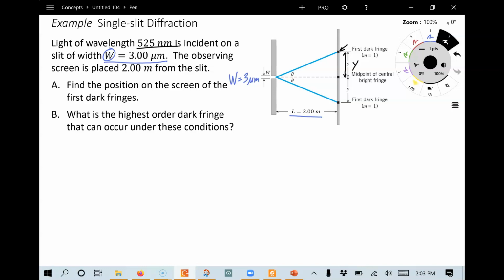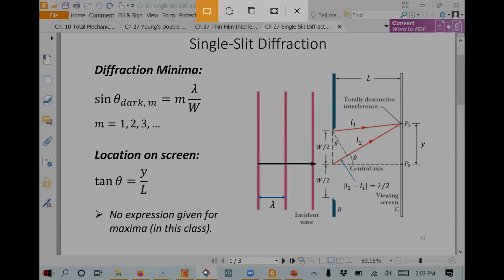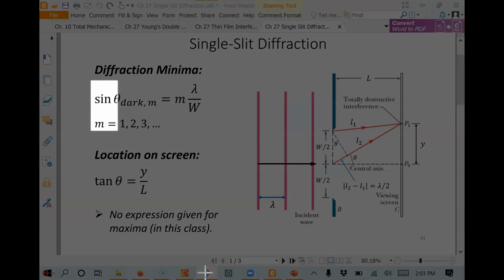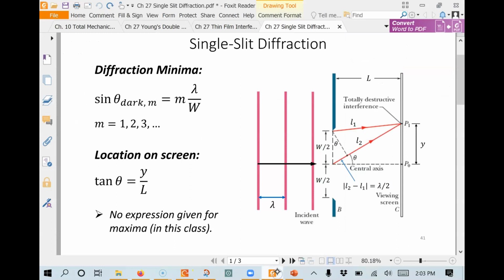Let's figure out exactly what equations we want to use and how we label these fringes, these orders, for single slit diffraction. So we can go look at some notes here. Single slit diffraction. First of all, here is the equation that we're going to want to use. Notice that this is the location of the diffraction minima. It's only the dark spots. There's no expression given for maxima in this class. We're only looking at dark spots with this equation.